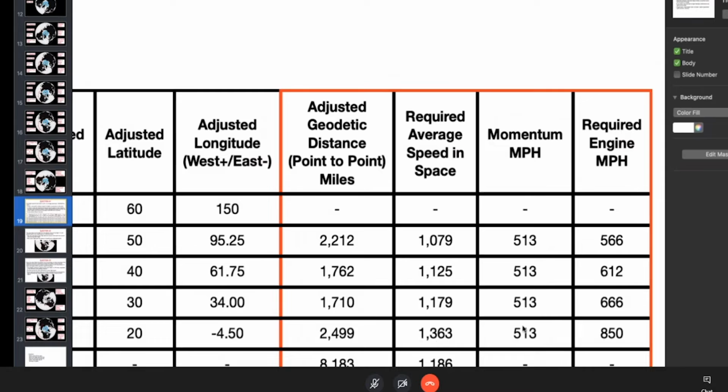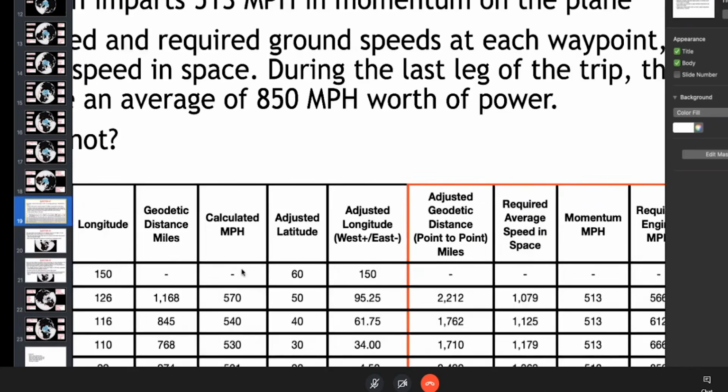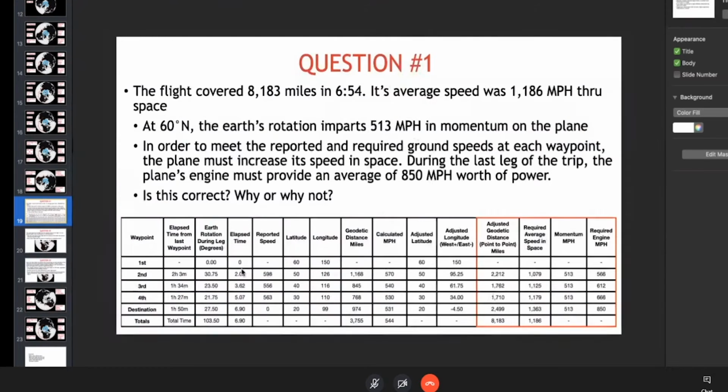last leg. The momentum that they inherited, or the speed that they inherited, and the required engine speed that they had to make up. So they had to increase their speed in order to catch up to Mexico City, essentially, as they went south. And at the end, they were adding 850 miles an hour to the speed that they inherited. How did they do this? Is this correct? Why or why not?